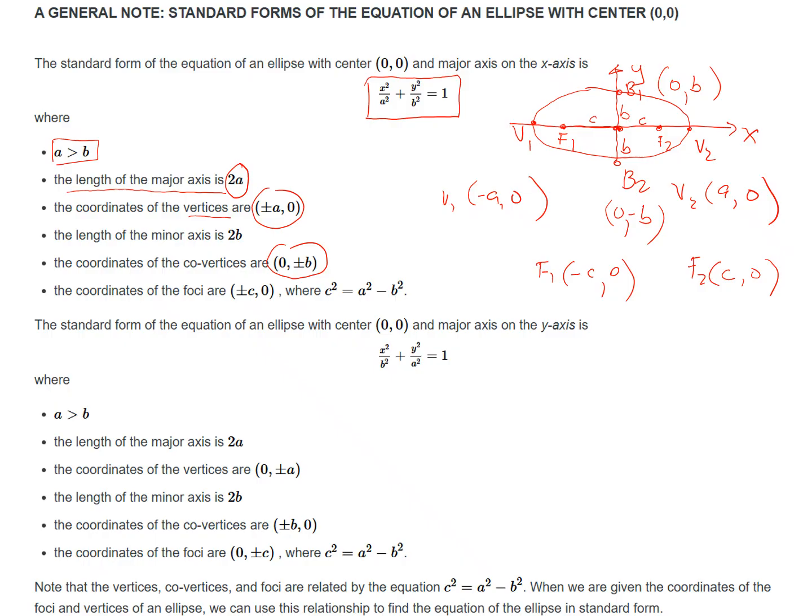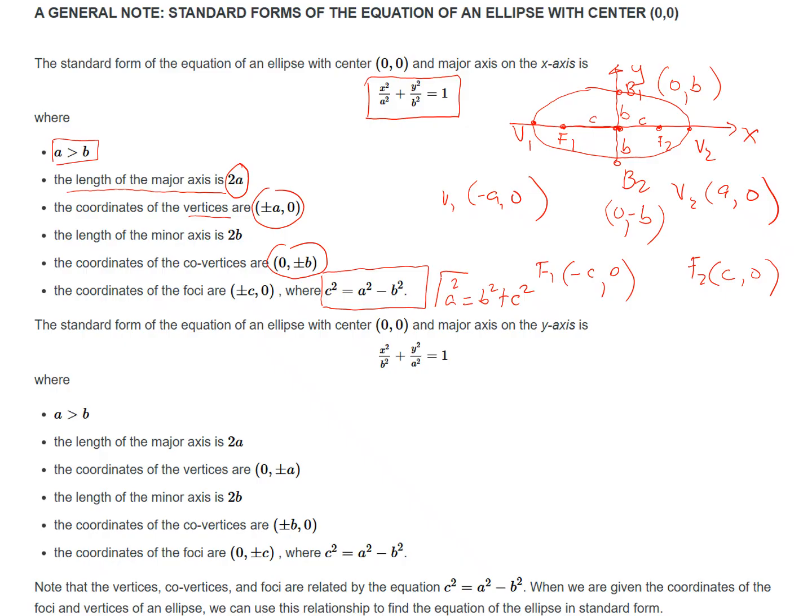All right, and remember that c squared is equal to a squared minus b squared. That is from the Pythagorean theorem. A squared, this is the hypotenuse, equal to b squared plus c squared.